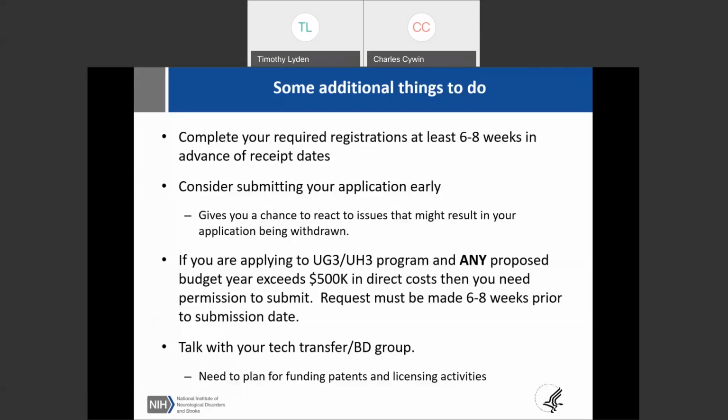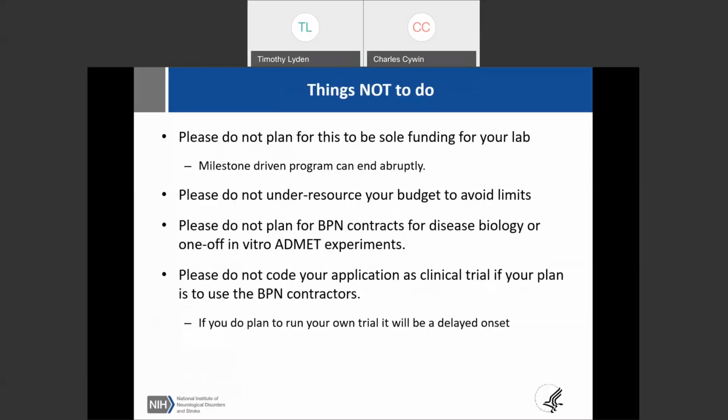As I already mentioned, if you're going to exceed $500,000 direct costs in any year of the UG3 UH3, you have to ask permission to come in. Do talk to your tech transfer and business development group as early as possible, because they need to plan for funding the patents and licensing activities. They have to be on board with setting up these IP agreements. If you have intellectual property agreements necessary between you and your co-investigators or other institutes, that needs to be in place by the time we get to the award, and you need to work with your tech transfer group to make that happen.